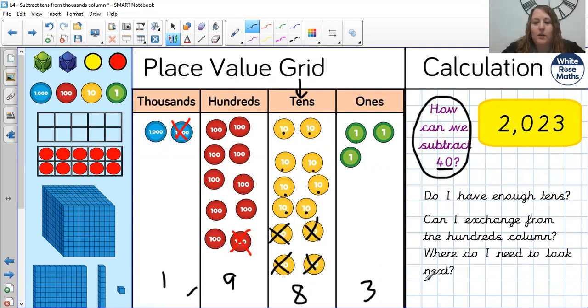So hopefully you can see that the answer there is 1,983. Again, even from looking at this one, if I get that green pen out that we know we're looking for patterns, my 3 has stayed the same. That one hasn't changed. But all the other digits in each place value has changed. So we're going to see if that carries on through the other questions.